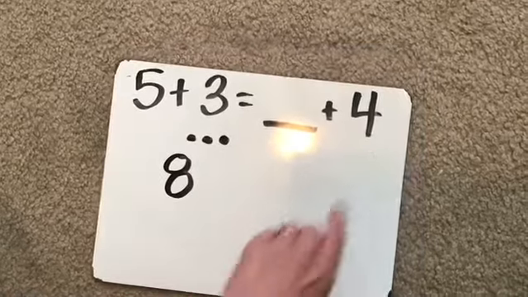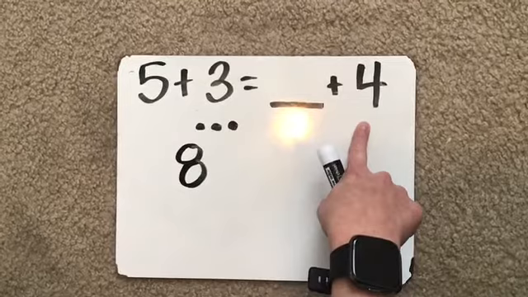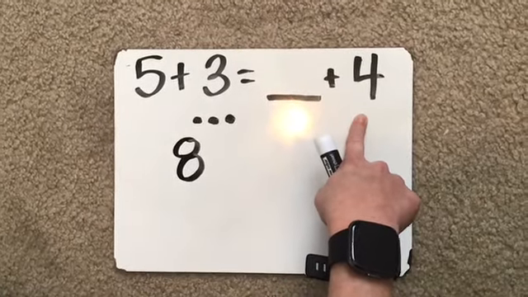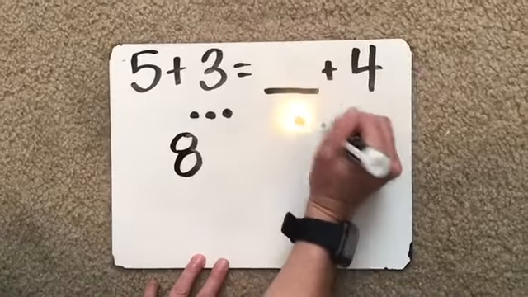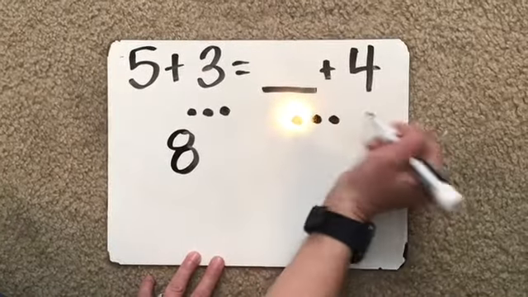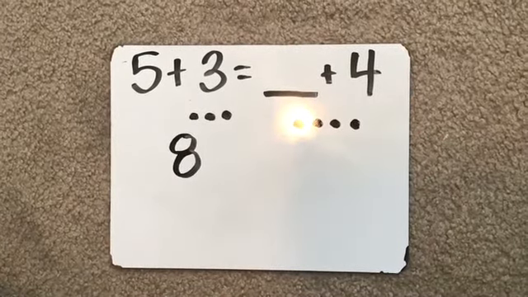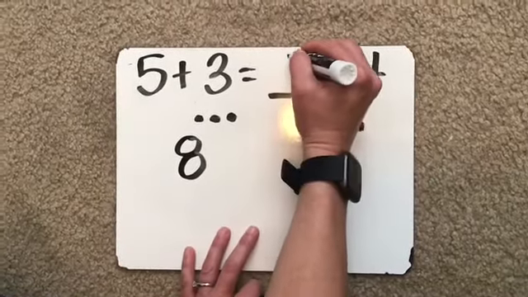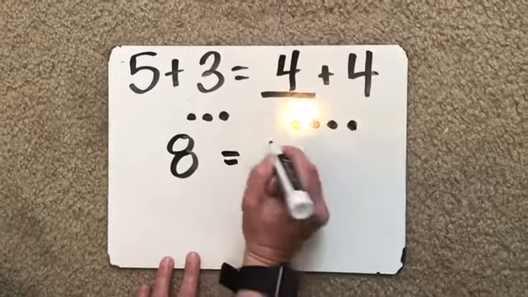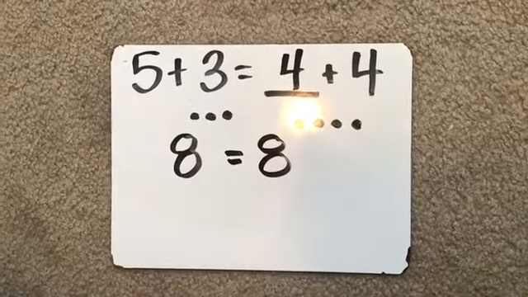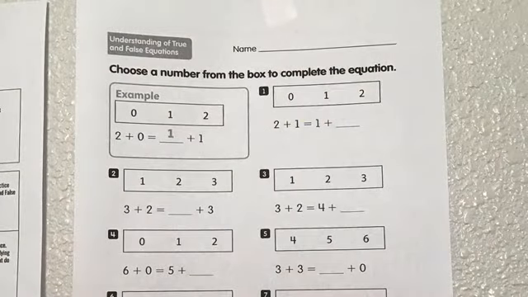Now I need to make this side equal 8 as well. Keep 4 in my head and count on till I get to 8. So 4, 5, 6, 7, 8. How many more did I count on? 4. That's because 4 plus 4 equals 8. That equation is true. Now let's look at your worksheet.